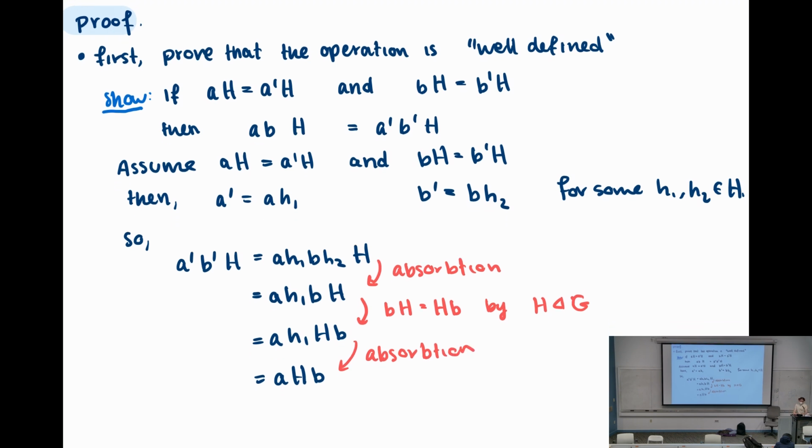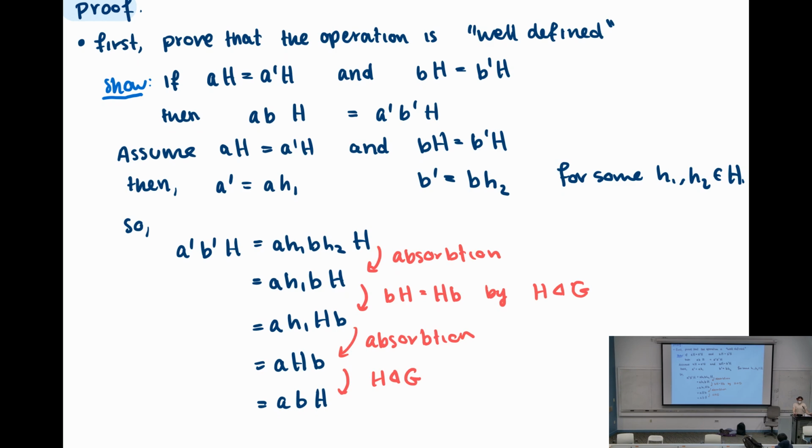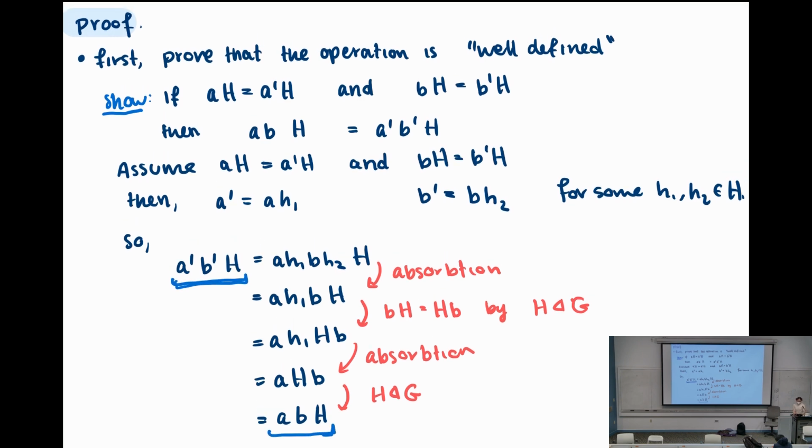And then lastly, I'll unswitch B again. So I have A, B, H. And this is by H being normal in G. Okay, so that was what we wanted to show, that AB prime H was equal to ABH. So that shows that the operation was well defined.